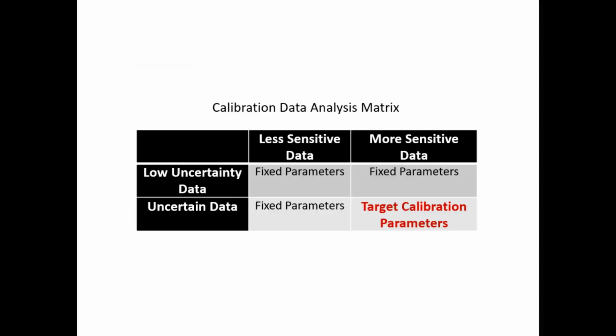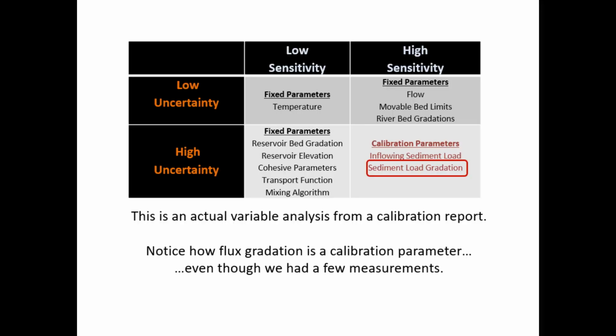And I will do a video eventually on calibration. But here's the crux of calibration: the parameters that you should be adjusting during the calibration process are those that are most sensitive and least certain. And so in these cases where you don't have good flux gradation data, or any flux gradation data, then you are going to adjust that to make your model calibrate.